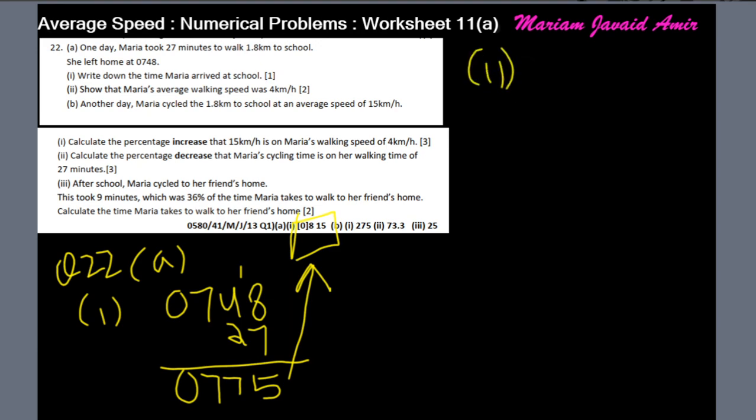Part 2. Show that Maria's average walking speed is 4 km per hour. Average speed is total distance over total time. How much time has she taken? 27 minutes. Change this into hours first. So write 27 over 60 in your calculators. That's 0.45. Then do 1.8 divided by 0.45 and we get 4 kilometers per hour.